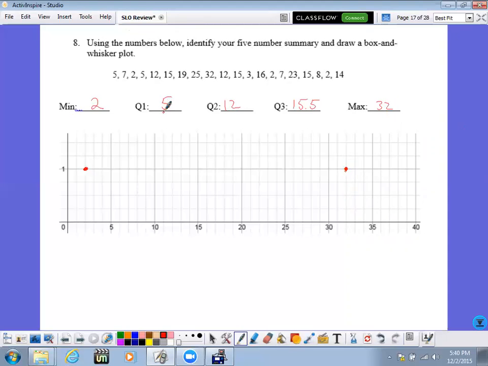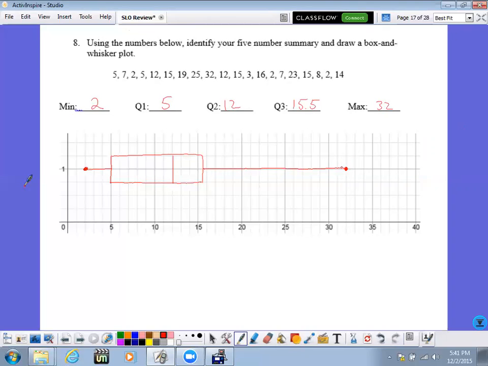Our Q1 was 5, so Q1 gets represented with a line. Q2 is 12. Q2 gets represented with a line. Q3 is 15.5, so 15.5 we're going to have to estimate a little bit, is represented with a line. We're going to create our box and our whiskers.